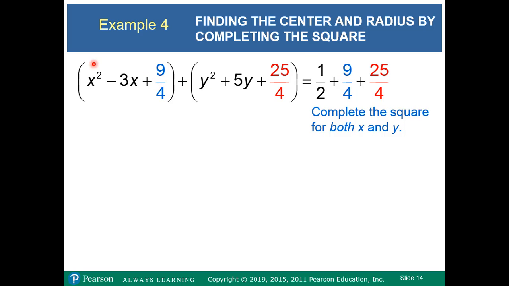And so what are we going to get? This is going to end up being x minus what? x minus 3 halves, quantity squared. This is going to end up being y plus what? y plus 5 halves, quantity squared. And then whatever this reduces to, which is going to end up being what? It's going to end up being 36/4, which is the same thing as 18 halves, which is the same thing as 9.